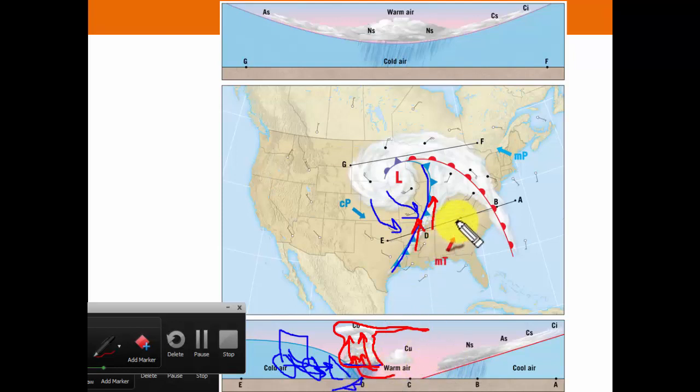Now between D and C, this is the warm sector. That is the warm sector, or like our warm slice of pie. That is the warm sector there. And then this is the southwest flow into our warm front.